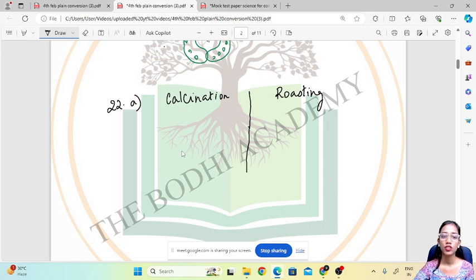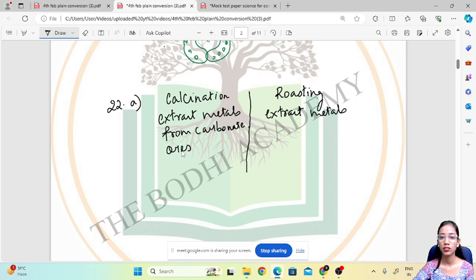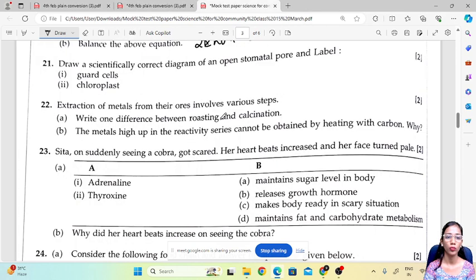Calcination. Now what is calcination? Calcination is used to extract metals from carbonate ores, and roasting is used to extract metals from sulfide ores. So 1 point is enough, as only 1 point is asked.